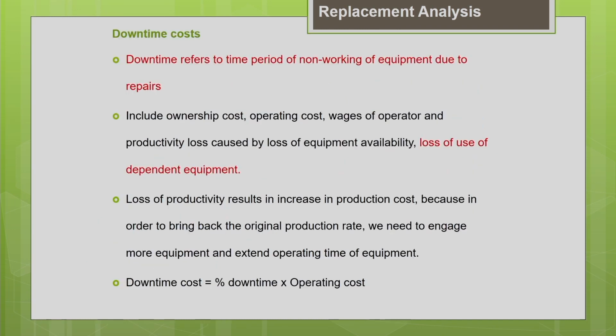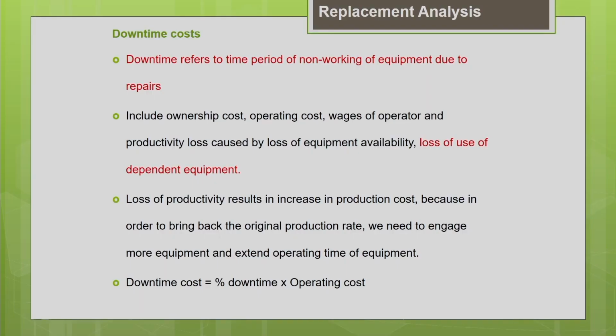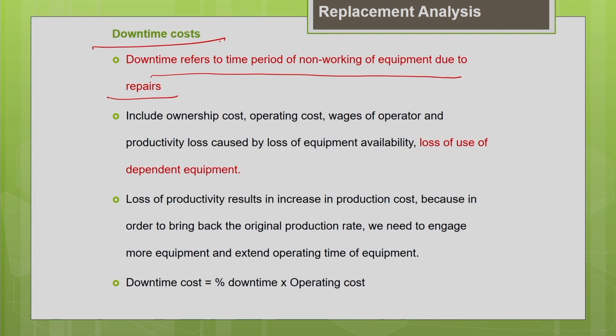The other one is downtime, which we are going to see now. Downtime is nothing but your machine is not available for working productively. Either it has broken down or it has been sent to the repair yard for repair. This generally refers to the time period of non-working of the equipment due to repairs. Basically, as the age of the machine increases, it gets worn out. Many parts get worn out, so many times it will be sent to the repair yard for service. With increasing age, the downtime cost will also increase. It is obvious.